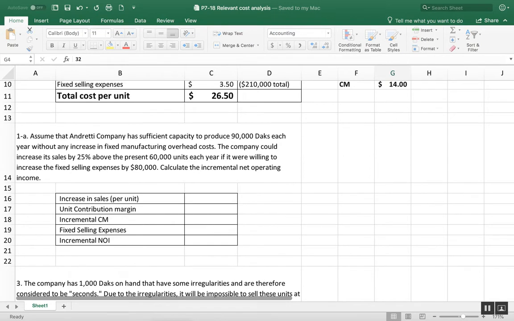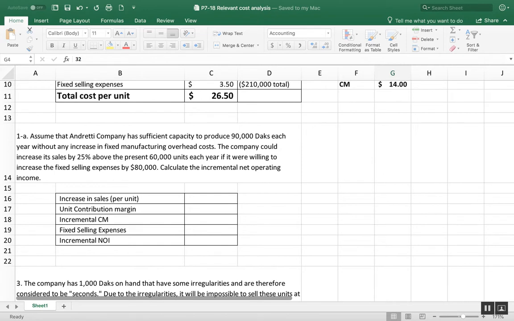Okay, the first question says, assume that they have enough capacity without increasing their fixed manufacturing, meaning they didn't have to move to a larger facility to manufacture anything additional that might be coming down the pike. It said they could increase their sales by 25% above the present level of the 60,000 units each year if they were willing to increase their fixed selling expenses by $80,000. So what we're going to do is try to figure out if that's a good idea.